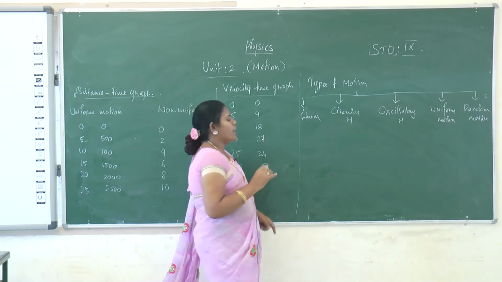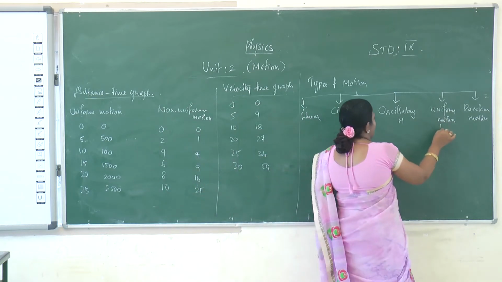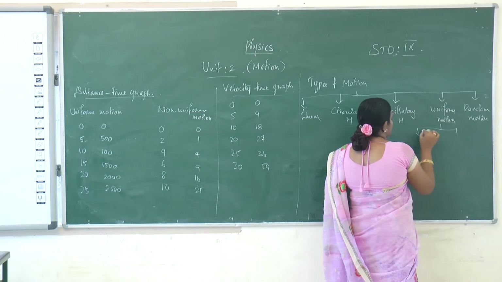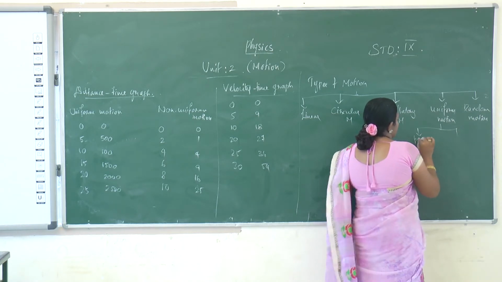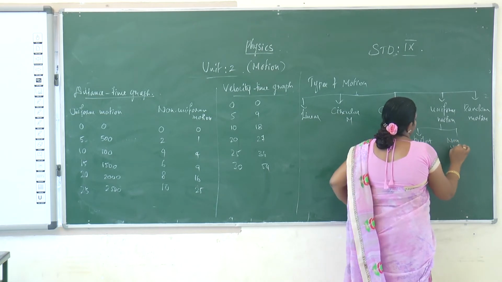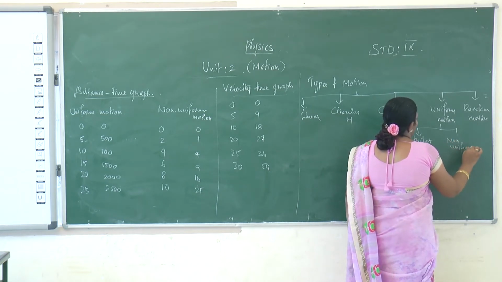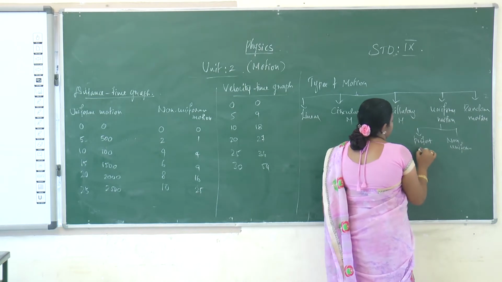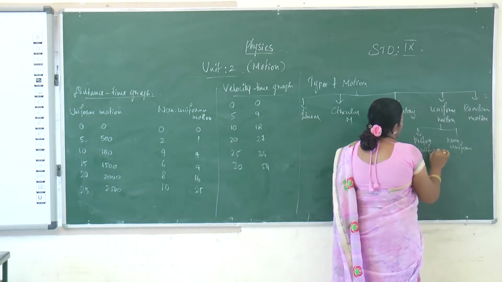But there is another form. One is perfect uniform motion, and another one is non-uniform motion. What is non-uniform motion? Perfect uniform motion and non-uniform motion.